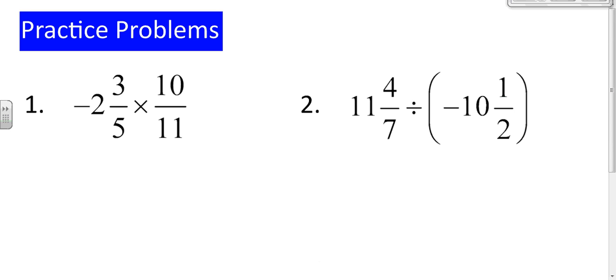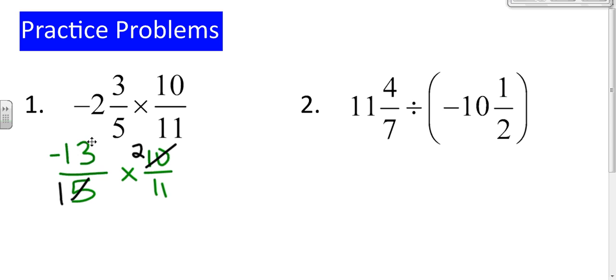All right, here are some problems for you to practice on your own. I'm going to take negative 2 and 3/5 times 10/11. So first change this to an improper fraction. 5 times 2 is 10, plus 3 is 13. So I get negative 13 over 5 times 10/11. Cross reduce. 5 goes into 5 once, goes into 10 twice. Can't cross reduce here. So I'm going to multiply straight across. Negative 13 times 2 is negative 26. 1 times 11 is just 11.